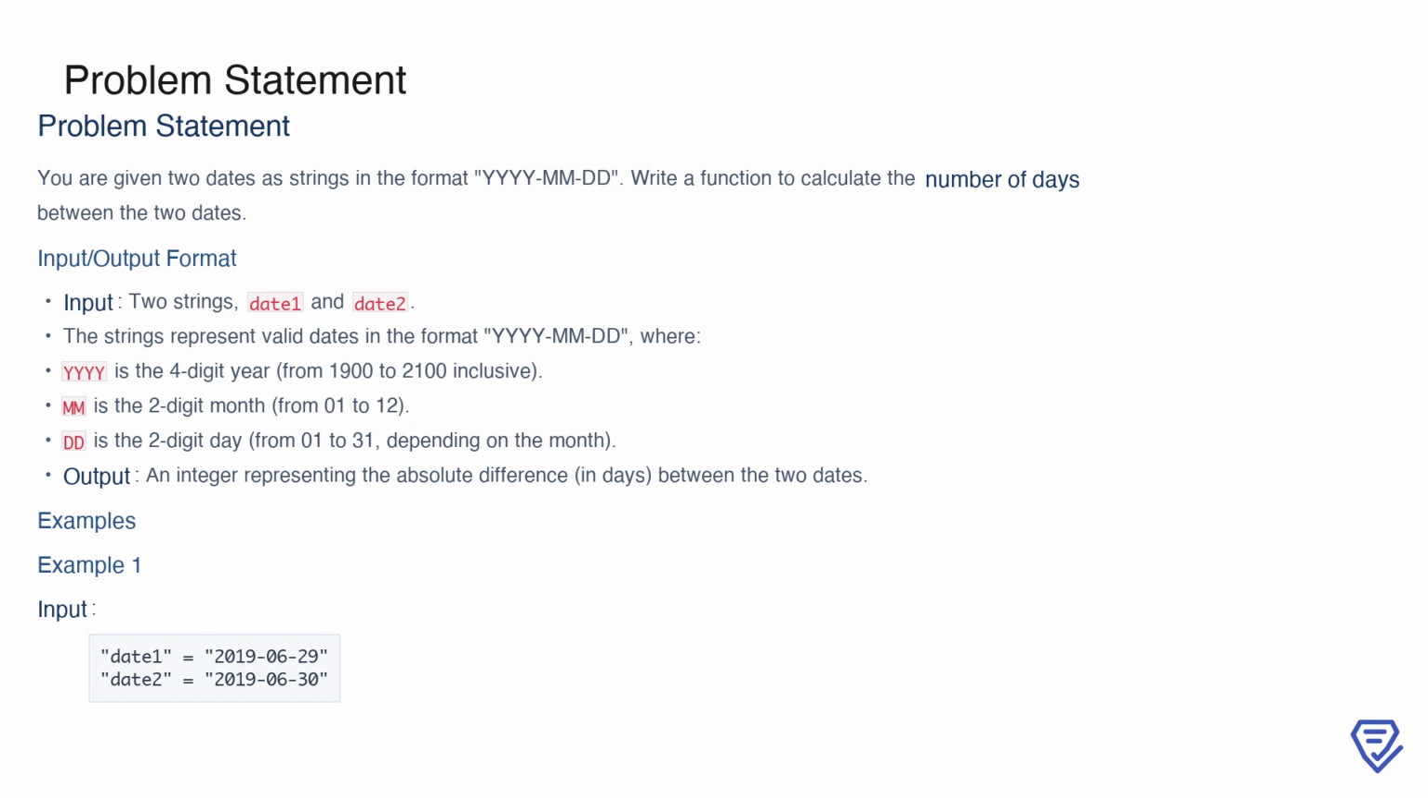The output should be an integer representing the absolute difference in days between these two dates. This means that regardless of which date is earlier, the result will always be a non-negative number. To make the problem more concrete, let's look at some examples.